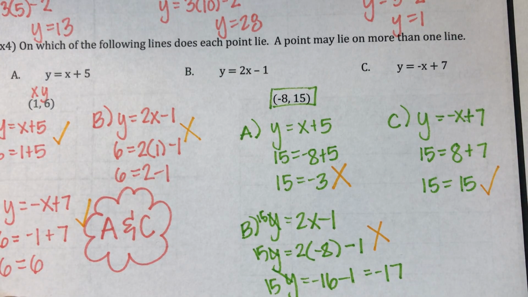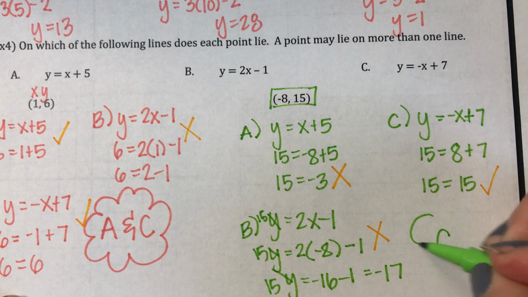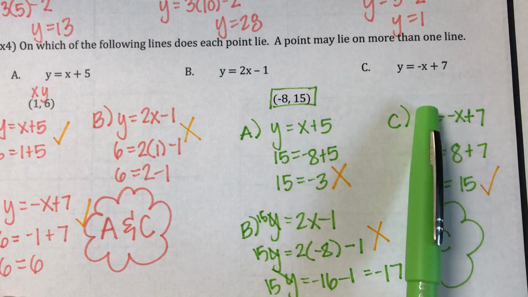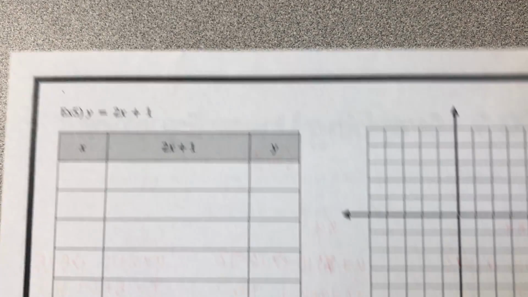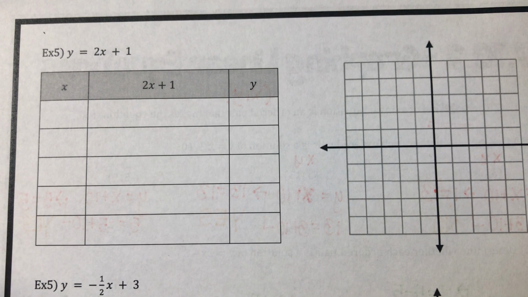So this one only has one solution, and it's C. It only worked when we plugged it in to line C. Okay, so now turn your notes over, and we're going to graph these linear equations. We get to pick whatever numbers we want for x. We're going to plug them in, work them out, and then we're going to graph our points.